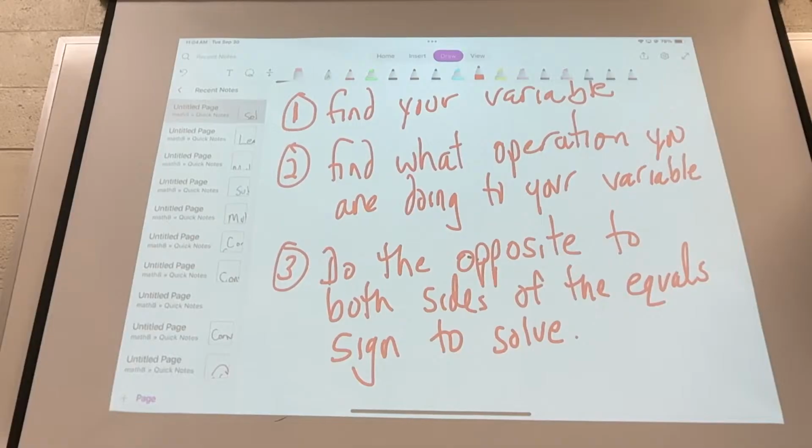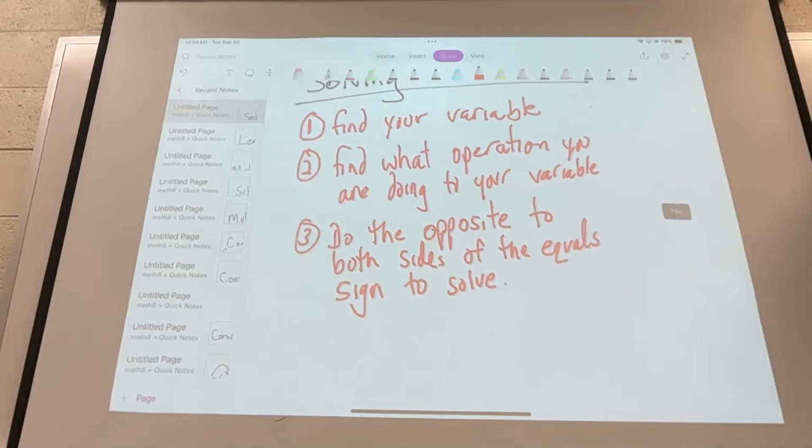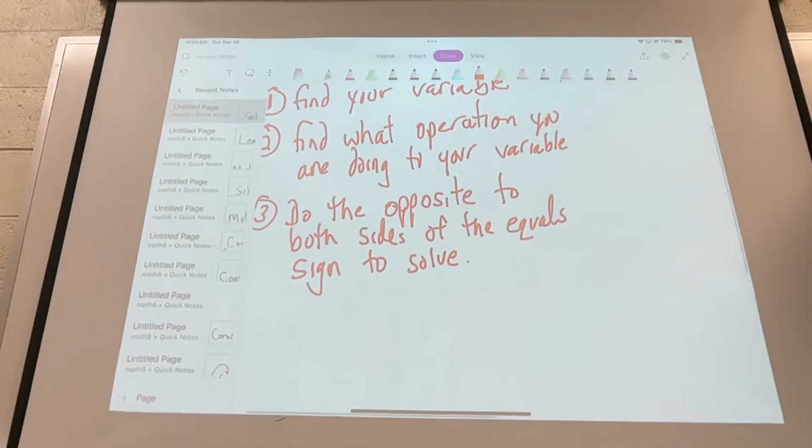Okay. So everybody find your variable, find what operation you're doing to your variable, do the opposite to both sides of the equal sign to solve. Just make that a little smaller for Bella. So for example, now I know you're going to be able to do some of these in your head. Just watch the process as we go.